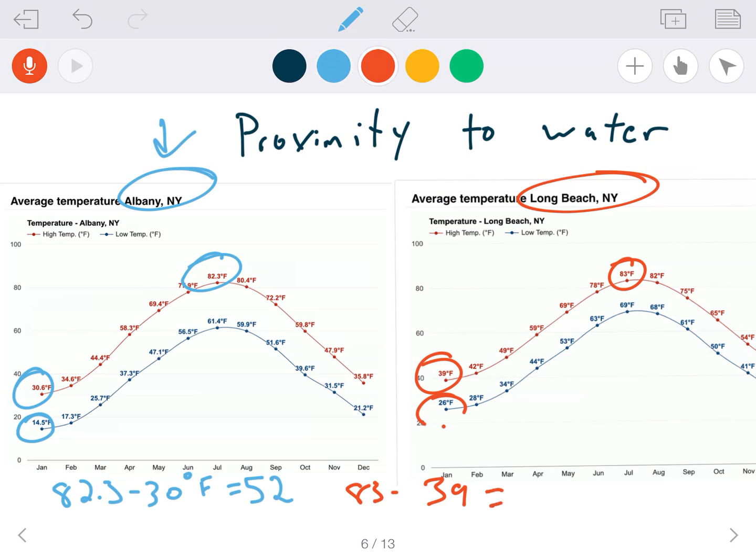While Long Beach only has a 44-degree difference. The reason being is that water has a high specific heat, and so it helps to keep Long Beach warmer in the winter, and it helps to keep Long Island cooler in the summer.